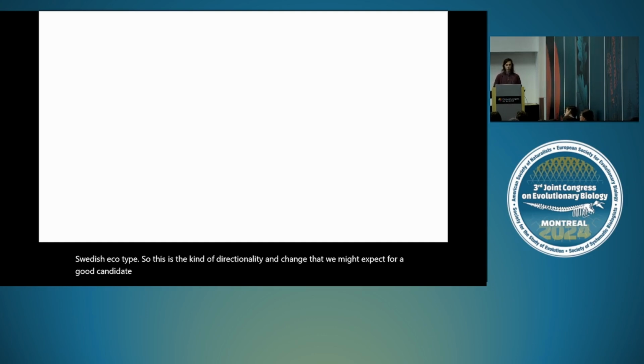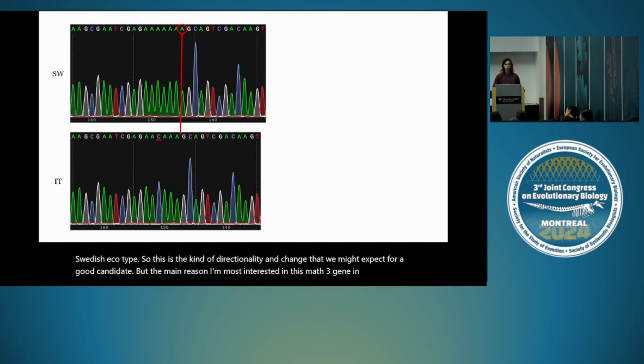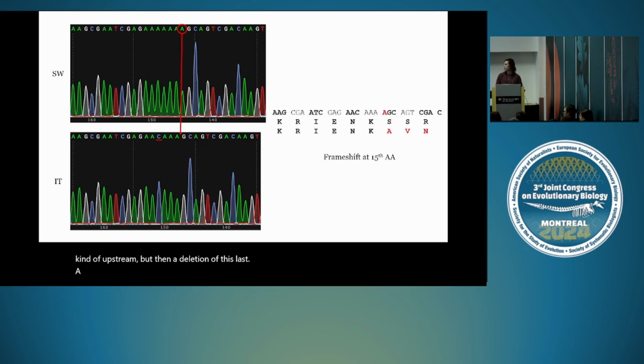But the main reason I'm most interested in this MAF3 gene in particular is this one base pair deletion specifically found in the Italian ecotype. So we've got one SNP kind of upstream, but then a deletion of this last terminal A here that creates a frame shift at the 15th amino acid of this protein. So I was pretty happy to find that. Seems like a pretty good candidate.